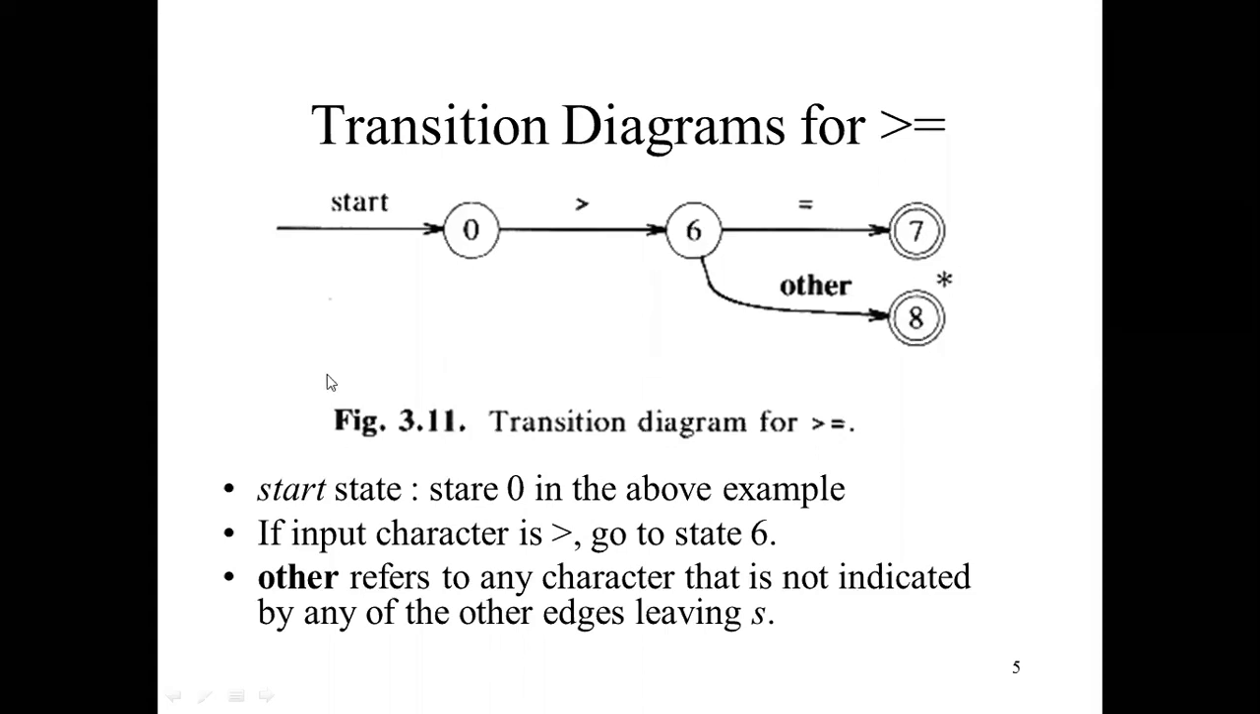So start state, this state. Start 0 in the above example. Here we will use the 0. If the input character is greater, go to state 6. So we will move to this. And other refers to any character that is not indicated by any of the other edges leaving there. So this is called the retraction place. The main thing is this: here we are getting our output, greater equal.